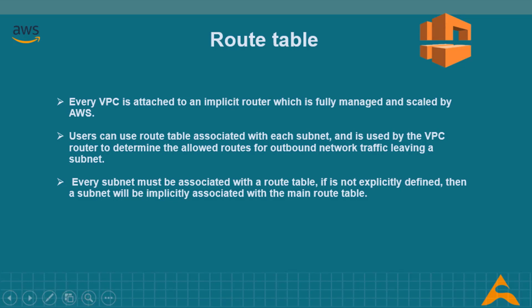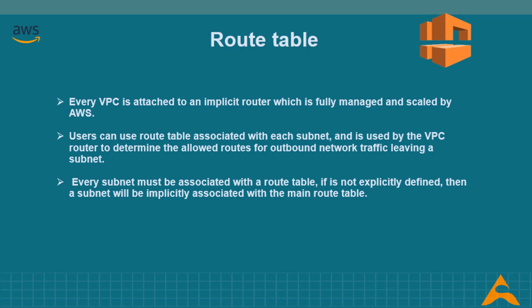In the case of the main route table that is associated with the default subnet, there will also be a route out to the internet via the default gateway for the VPC. Also note that every subnet must be associated with a route table. If the association is not explicitly defined, then the subnet will be implicitly associated with the main route table.